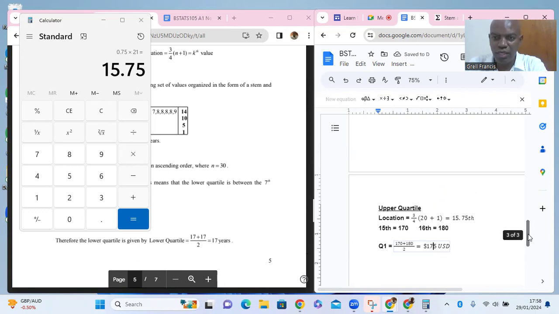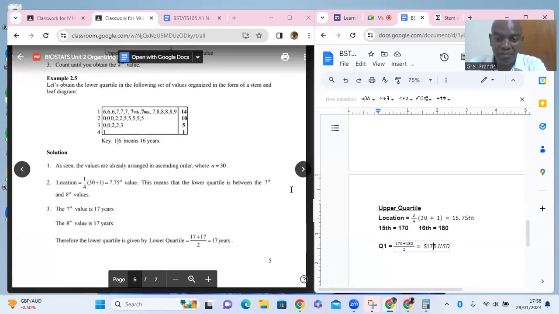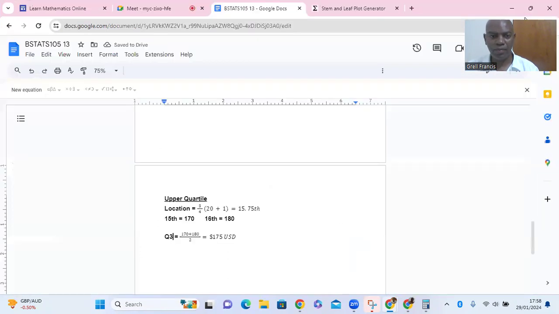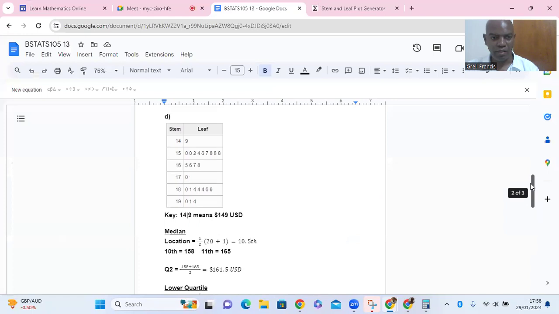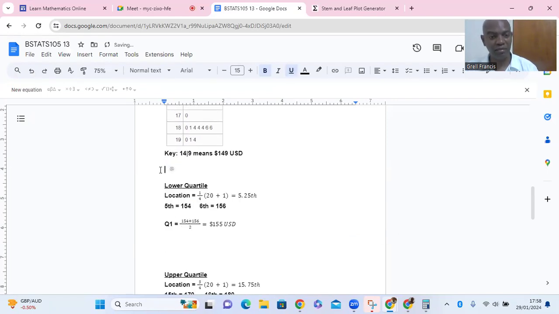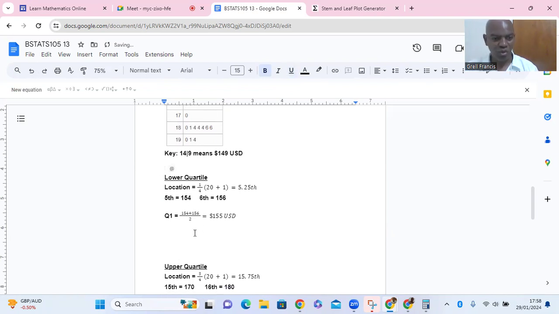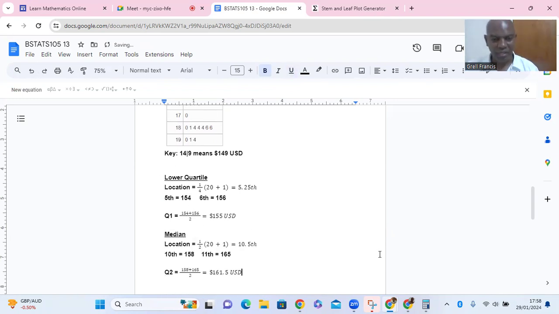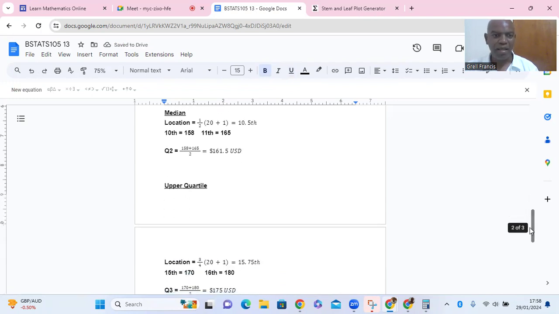So this is how you calculate the quartiles. The median can be considered the second quartile. The upper quartile is the third quartile. If you want to put them in ascending order, I can swap the positions of the median, put it in the middle: lower quartile, middle quartile, and the upper quartile.